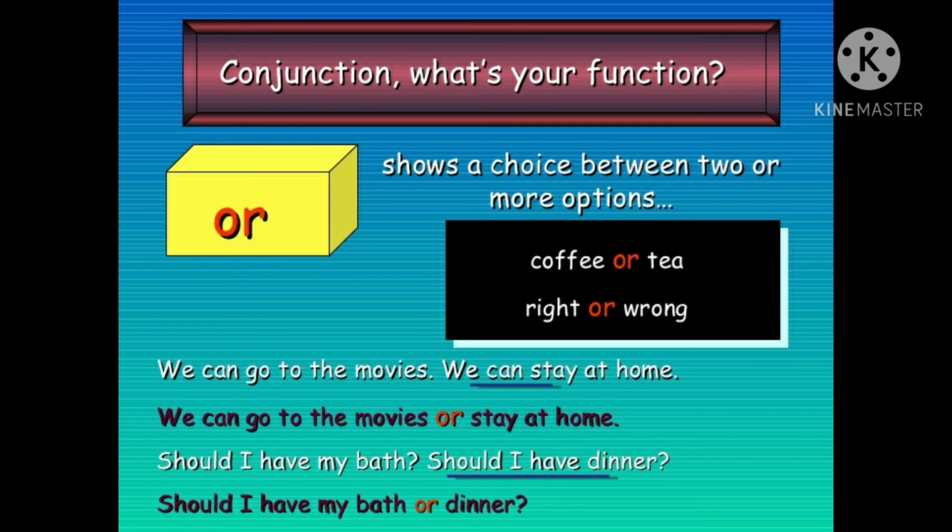Now next one. Should I have my bath or should I have my dinner? How will we write it? Should I have my bath or dinner? So there are two options. Either I can take a bath or I can take dinner. So there are two options mentioned there. That's why I have put or there.